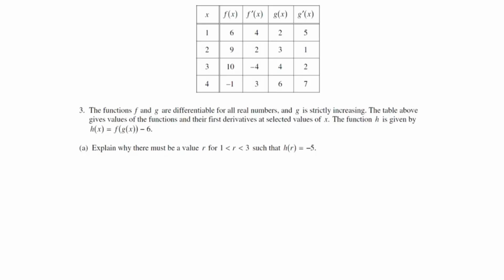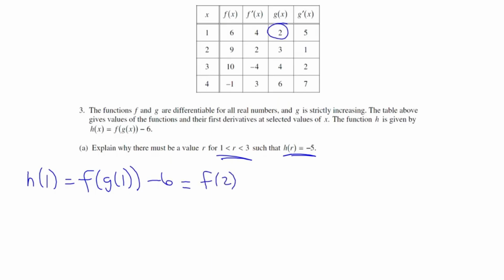Well, what we need to start with here is just thinking it's probably going to be an intermediate value theorem question, right? Because they give us an interval and say, when does the function equal that? So let's find h of 1 and h of 3. H of 1 will just be f of g of 1 minus 6. So f of g of 1, well, g of 1 is 2, so this will be f of 2 minus 6. And f of 2 is 9, so this will be 9 minus 6, which is just 3.